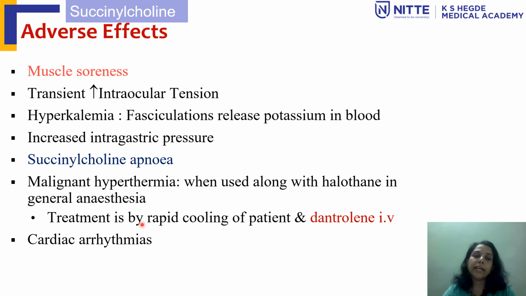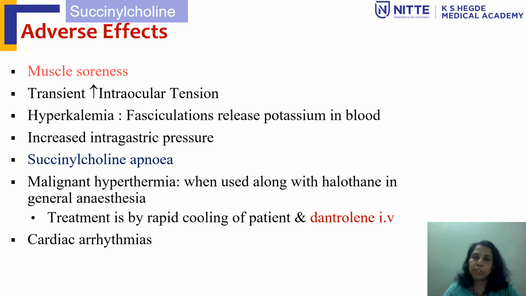So how do you manage that? You have to give IV dantrolene. IV dantrolene is the drug of choice, which is a directly acting muscle relaxant. Okay, so rapid cooling of the patient and IV dantrolene. And another risk is cardiac arrhythmia. Why cardiac arrhythmia? It's because of the hyperkalemia, and this cardiac arrhythmia can even lead to cardiac arrest also. So that should be taken care of.